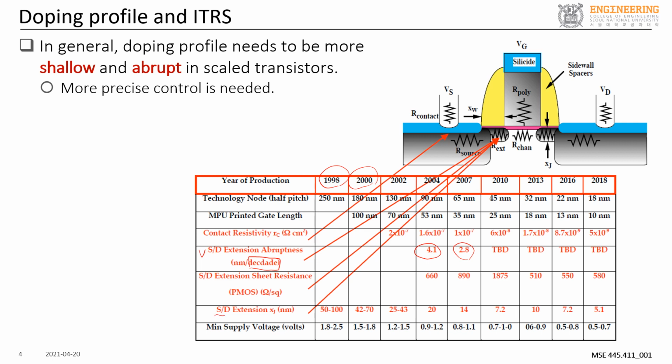And also, you want to control the depth of this extension for source and drain. You can see that it's also decreasing, right? It's around 100 nanometers, but it was expected to be 5.1 nanometers in 2018. So you can see that these doping profiles are changing, and it's becoming more challenging to achieve these requirements or specifications. In general, we want more precise control on the doping profile.